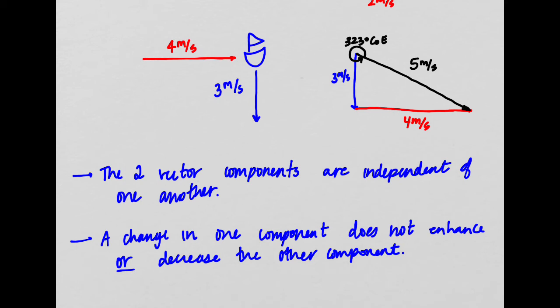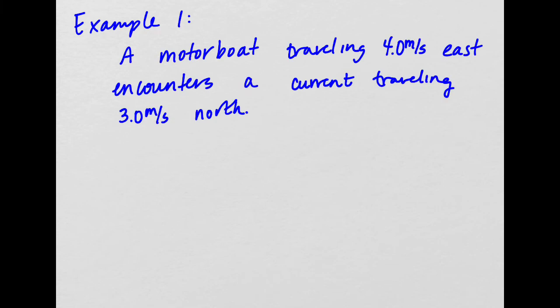Okay, so that's pretty much it for these two sections. We're going to do this example because it's going to be similar to your homework assignment. Example number 1. We have a motorboat traveling 4 meters per second east, and it encounters a current traveling 3 meters per second north. All right, so the first question I want to know is what type of current is this?